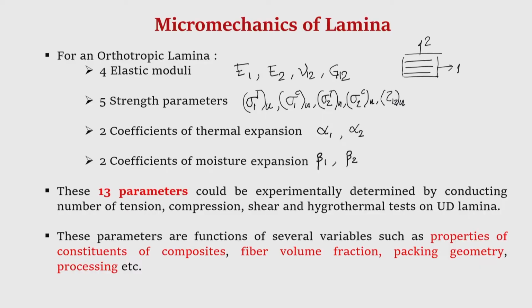Now, these parameters are actually functions of several variables, such as the corresponding properties of the fibers and the matrix and the relative proportions. For example, the longitudinal Young's modulus E1 of the lamina is definitely influenced by the Young's modulus of the fiber, the Young's modulus of the matrix, and the relative proportions. If the fiber is 50% and the matrix is 50%, we will get some value of longitudinal Young's modulus. Suppose the fiber is 60% and the matrix is 40%, there will be some other value.